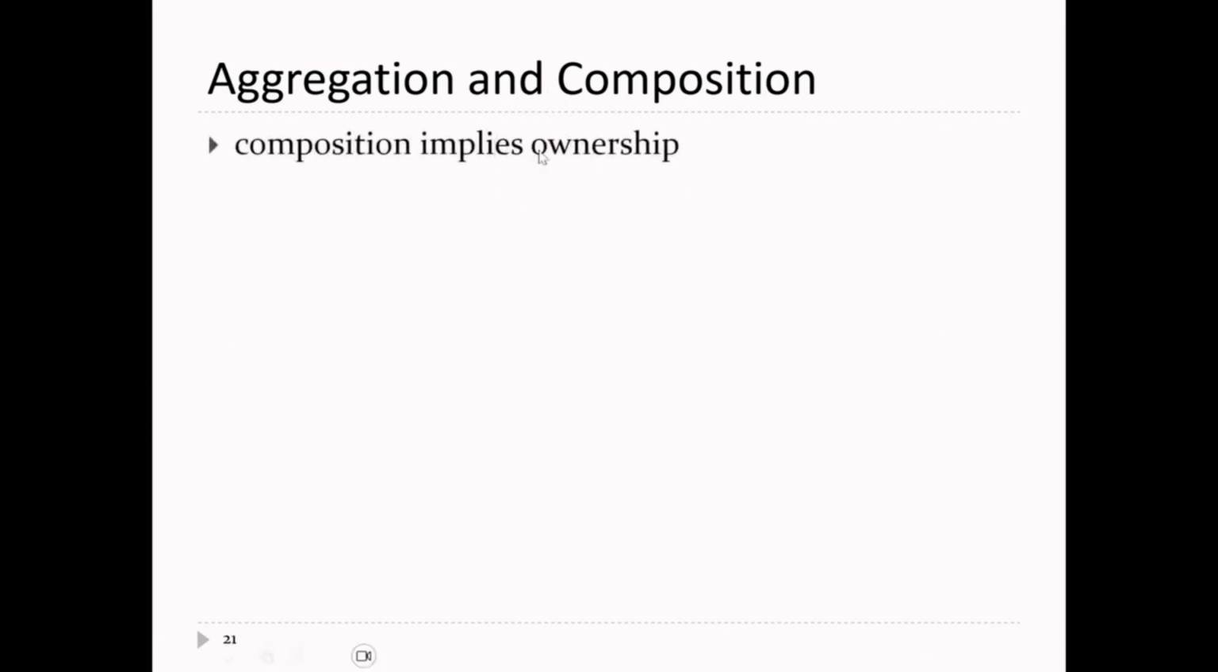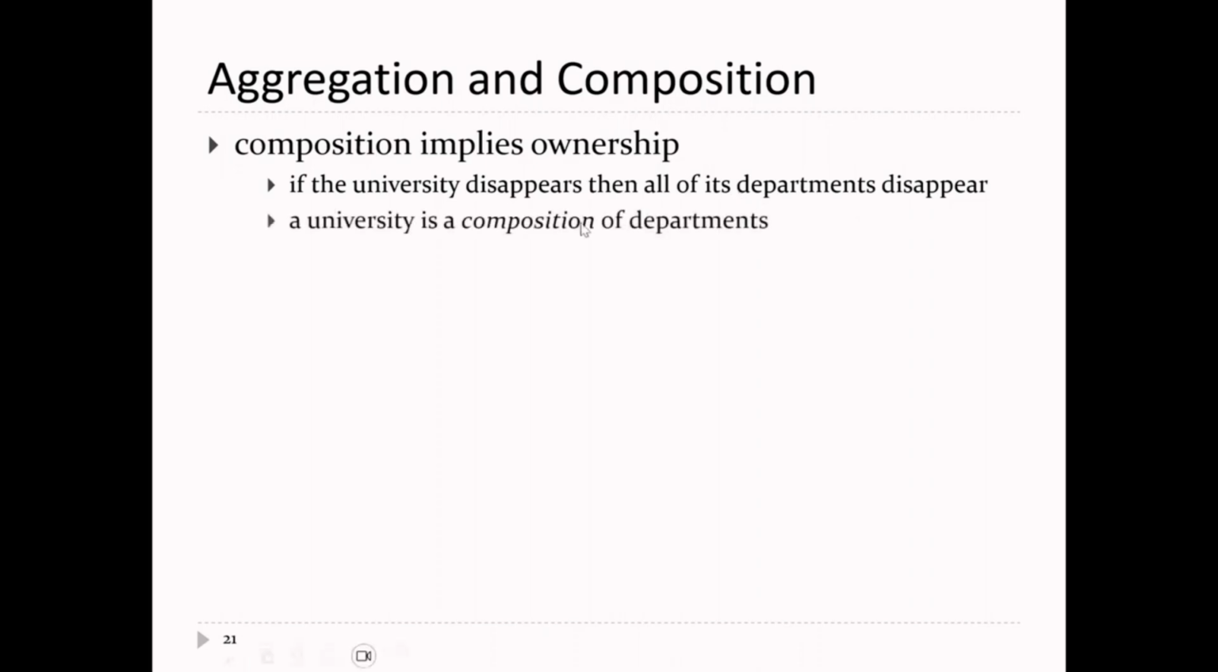Composition implies ownership. For example, if the university disappears, so if Queen's University were to go away for whatever reason, all of its departments also go away. You can't have a department that exists without the university. So a university is a composition of departments.